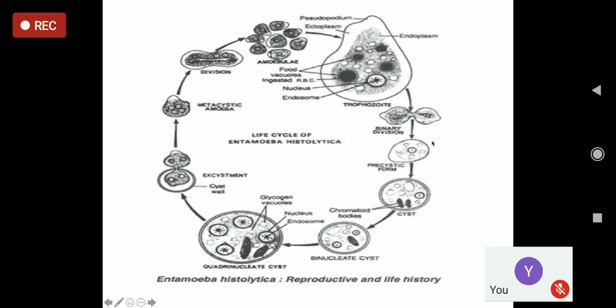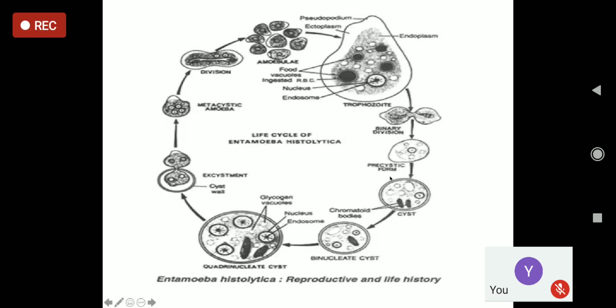Now what happens when the host starts to respond against these trophozoites, and these trophozoites do not get a favorable environment for their multiplication? They transform themselves into the cyst. When our immune system starts to respond against them with the production of mucus and inflammatory cells, and when they get some extreme conditions, then they transform themselves into the cyst form.